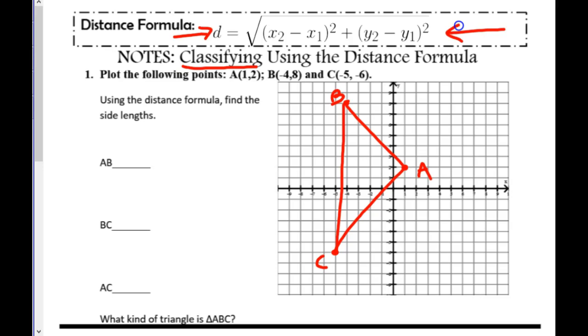So let's start with AB. Okay, so I'm going to put a long square root. And AB, I'm going to subtract x2 minus x1. So use the B value for x2 and the A value for x1. So negative 4 minus 1 parentheses squared plus 8 minus 2 squared. Okay. So make sure you plot those points and write that part down.